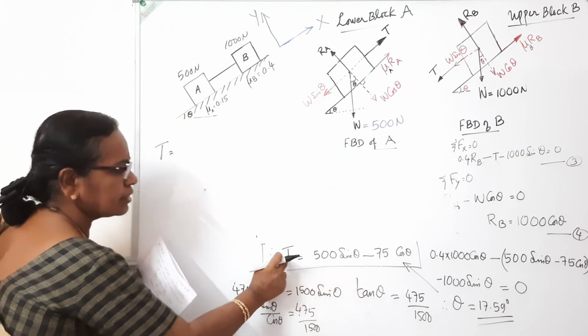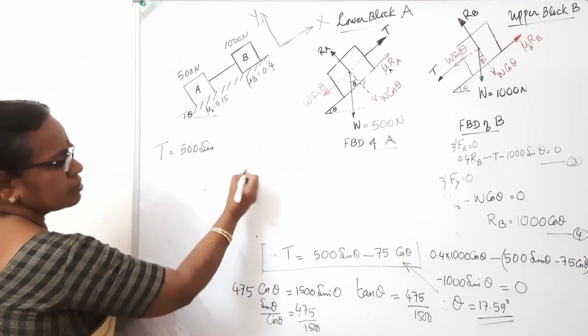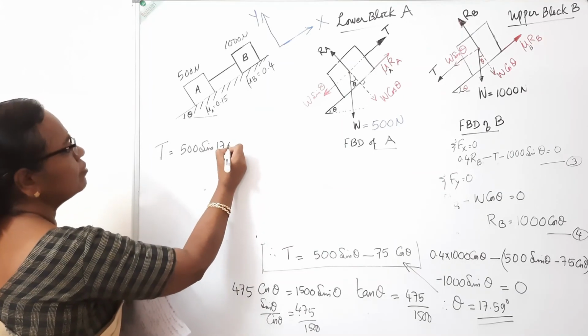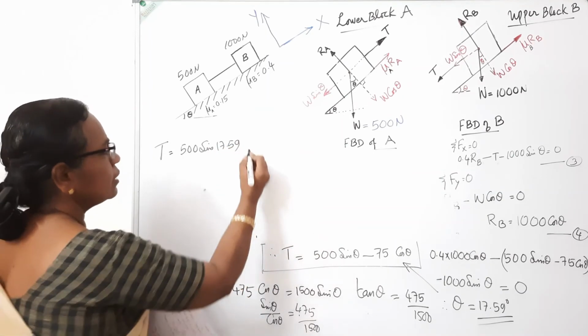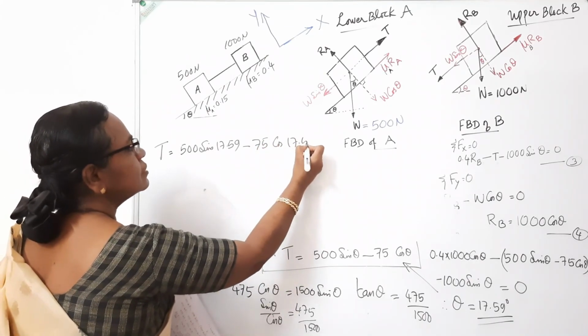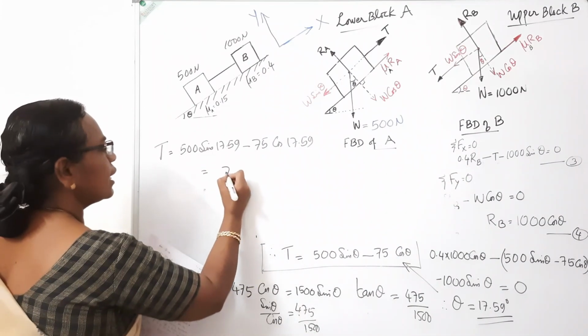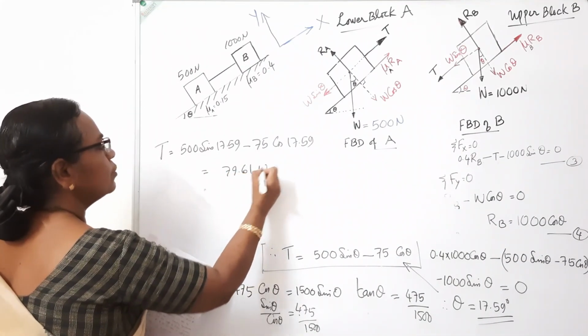Put the value of theta in this expression. T is equal to 500 sin 17.59 minus 75 cos 17.59, which will work out to 79.61 Newton.